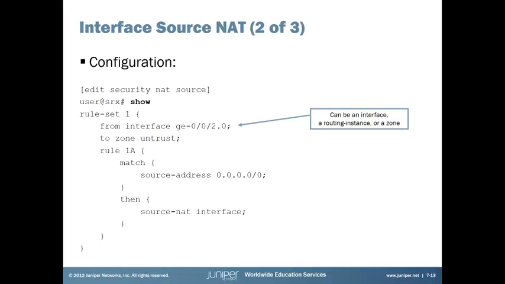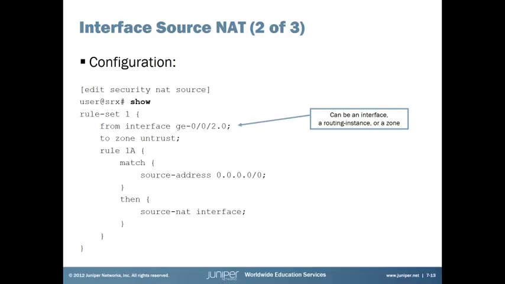So then you've got to the zone, and then rule 1A is match source address everything. Right, that's just the default, matches absolutely everything. Then source NAT interface. Right, so any traffic arriving or coming from interface ge-0/0/2 that's going to the untrust zone, all traffic, of course, will match the source address, then source NAT interface will be source NATed to whatever address is configured on that interface.